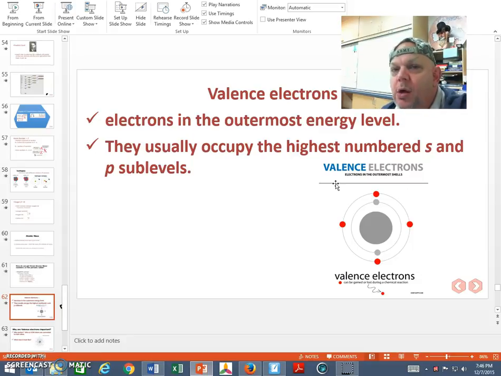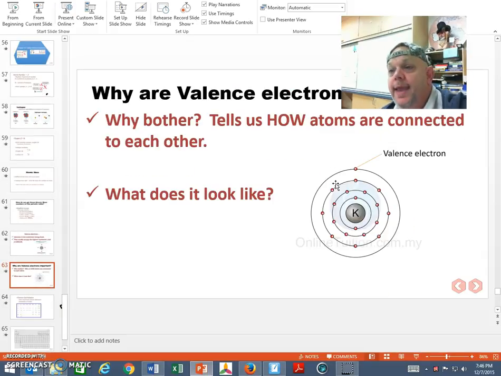Where do they go? It's the 2s2 because that has to fill first. Then you've got 2p2 as well, if you want to put it in electron notation or electron configuration. Okay, moving on. Why are they important?